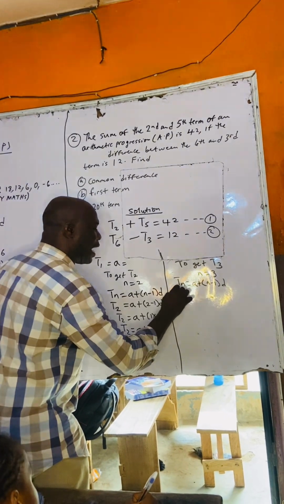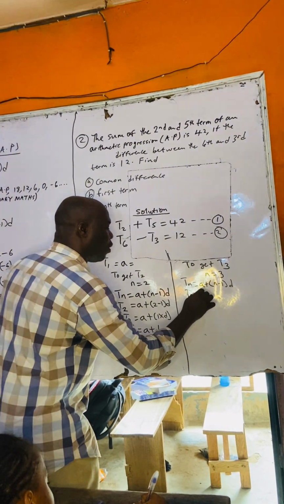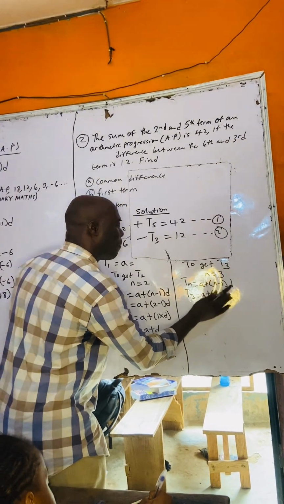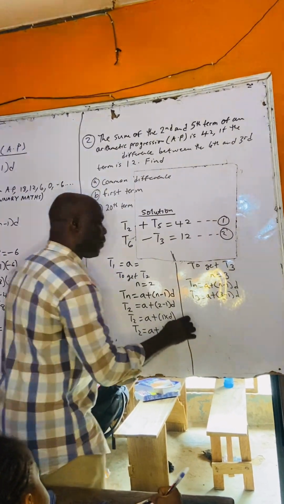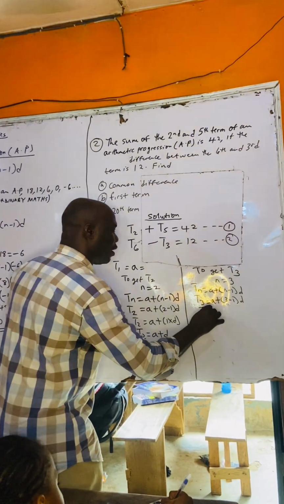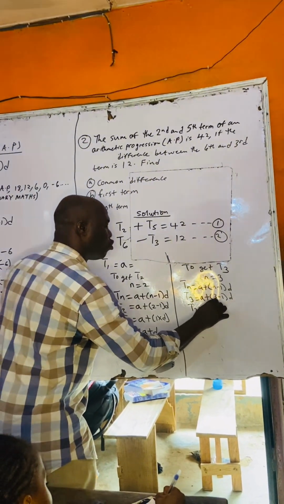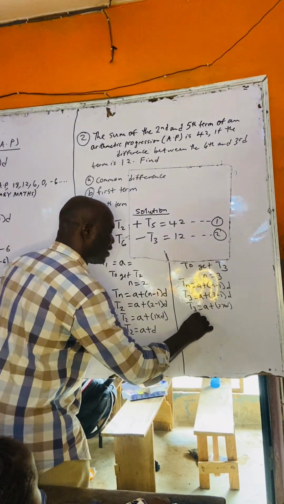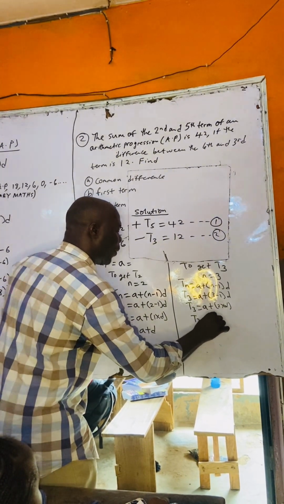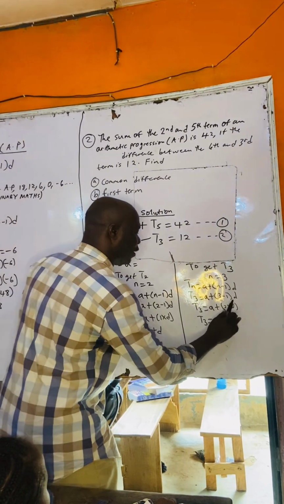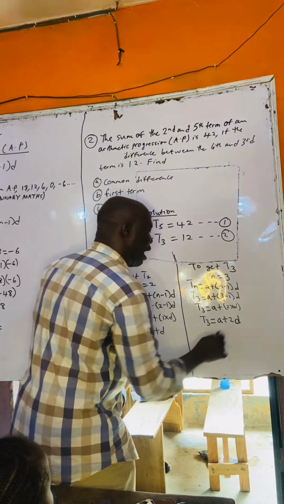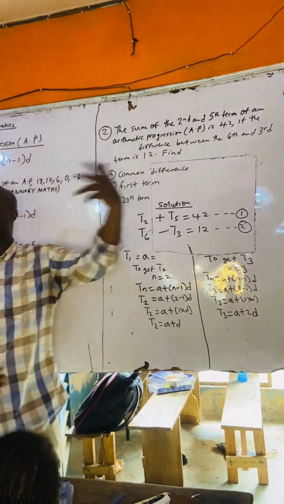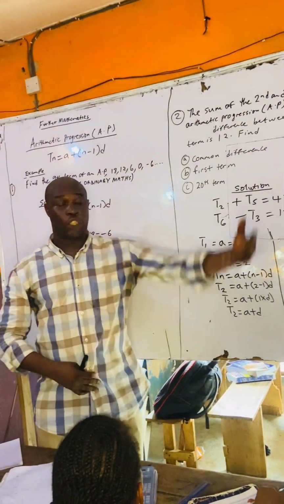So our n is what? 3. A plus 3 minus 1 d. So we have 3, it's going to be a plus 2 times d. So we have T3 to be a plus 2d. Are we together? So from this now, you can do your own calculation.